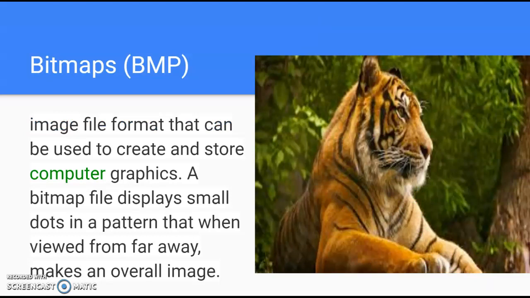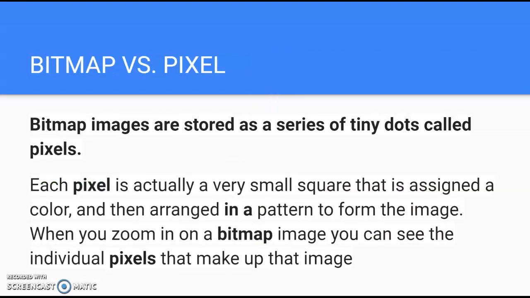And this is called a BMP, a bitmap. It's a format that can be used to create and store a computer graphic, just like this cute tiger over here. A bitmap displays small dots in a pattern, so when they're viewed from far away, it makes a nice image. If you look at your Chromebook really, really close, maybe use a magnifying glass, you'll see either little circles or little squares throughout the whole screen. But if you look from far away, it's hard to see because the quality is so good.